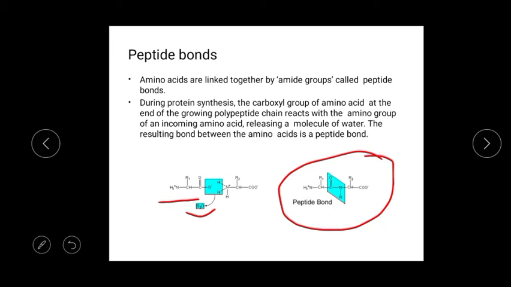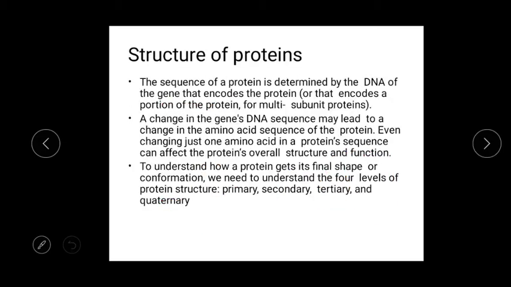So at the time of protein synthesis, here you can see that the carboxylic group of one amino acid and the amino group of another amino acid combine together to give a peptide bond, and it eliminates one molecule of water. Here you can see the peptide bond. Such bonds are known as peptide bonds.